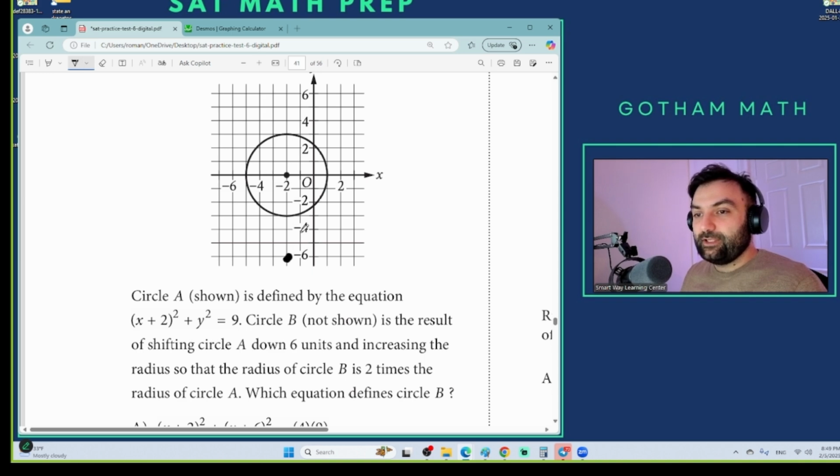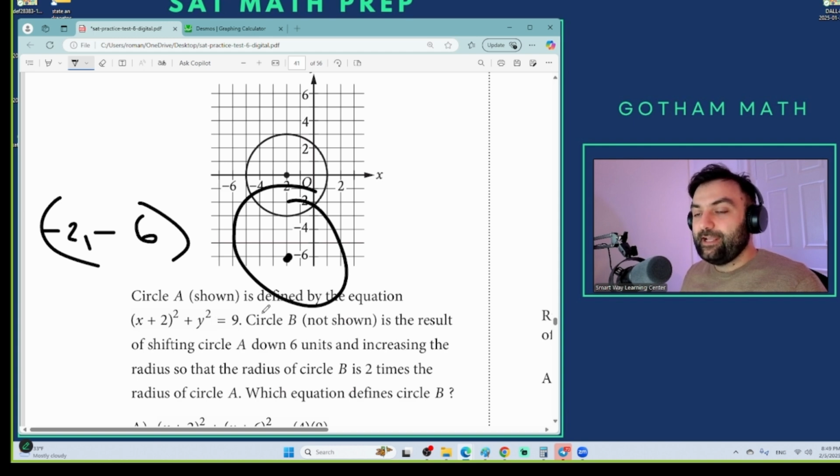So shifting down, now the center of the circle is going to be at -2, -6. So it's going to be x plus 2, y plus 6. And since the radius was 3 and it's twice, the radius is 6. So not even looking at the answers, I know that the answer will be (x plus 2) squared plus (y plus 6) squared equals 36.